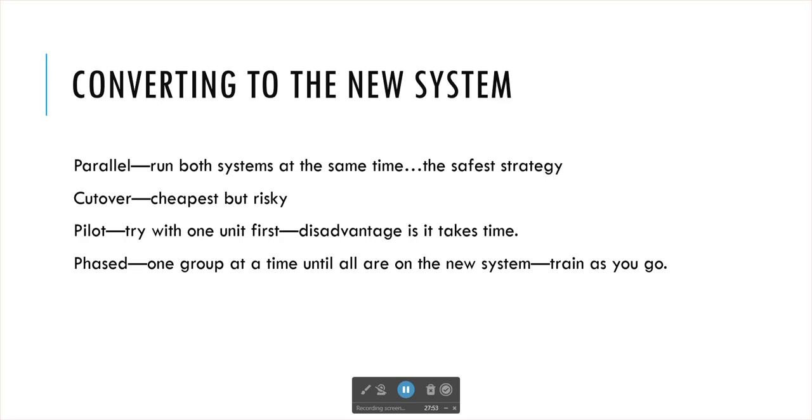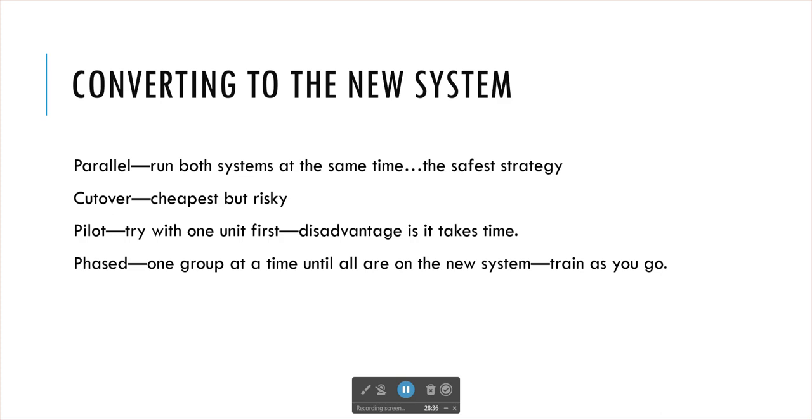So, parallel is going to be costly, right? Because you're going to be running two at the same time. You're doubling your work. Cut over, or I'd say cut off from one to another, is quick, but you probably want a little assurance that it's working right. And so the pilot and phased are ones that are kind of in between, if you will, as far as the riskiness involved. Pilot takes a while because you're gradually looking at this and seeing whether it really worked for that particular unit.